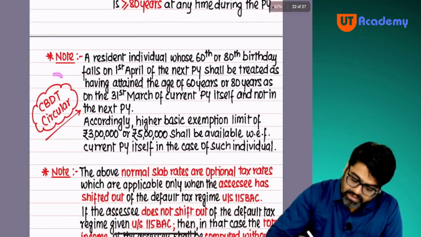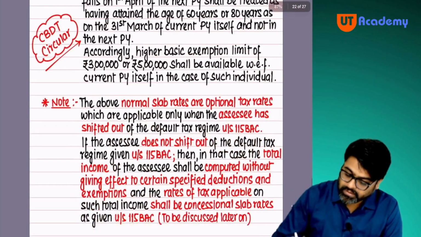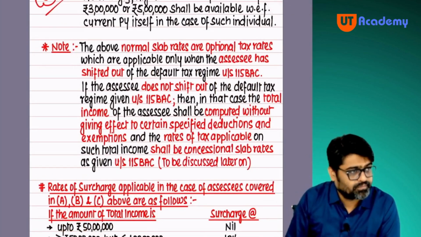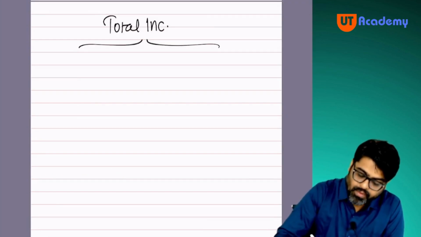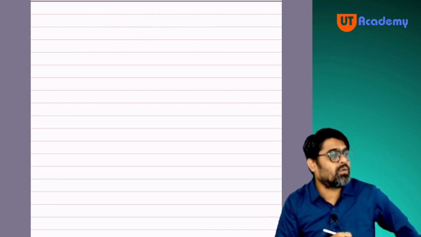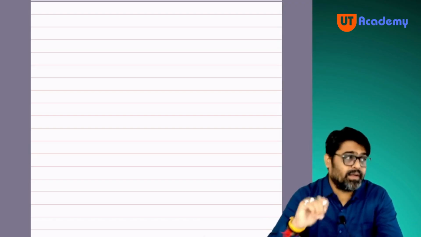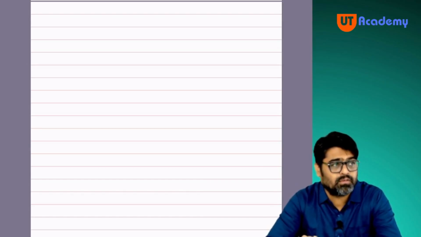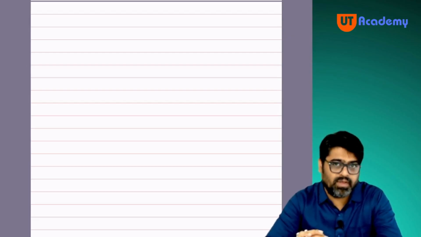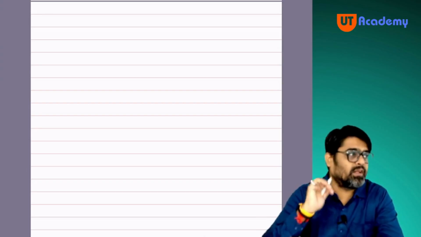Did I tell you this CBDT circular? Okay, you are supposed to read this at home today. Okay, next one. Now see, this note is very, very important. Pay attention. The slab rates we have just now discussed are known as normal slab rates, and they are optional slab rates. We can call them normal slab rates, we can call them optional slab rates also.